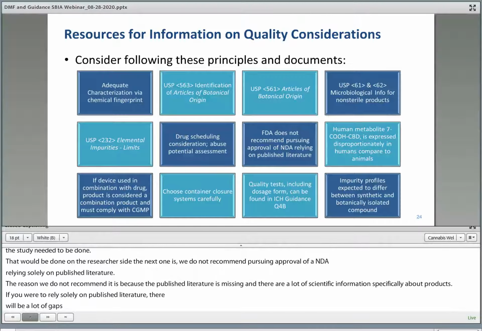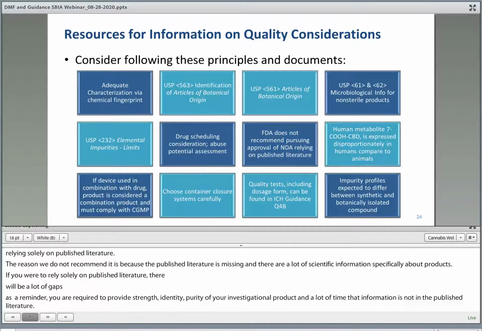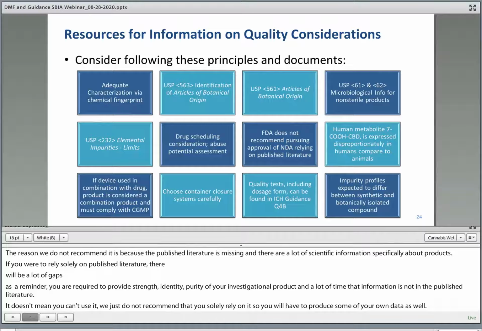In the bottom left corner, I wanted to remind folks who are planning to use cannabis or cannabis-derived compounds in combination with a device, that product would be considered here at the FDA what we call a combination product, and it must comply with the CGMPs that are related to combination products, which can be a little bit more elaborate than if you were not using a device. So I wanted to bring that to your attention.